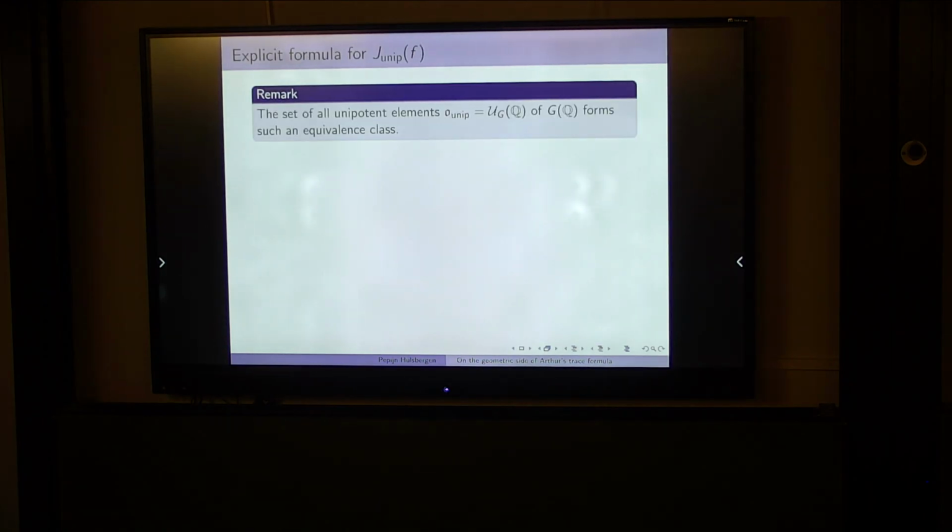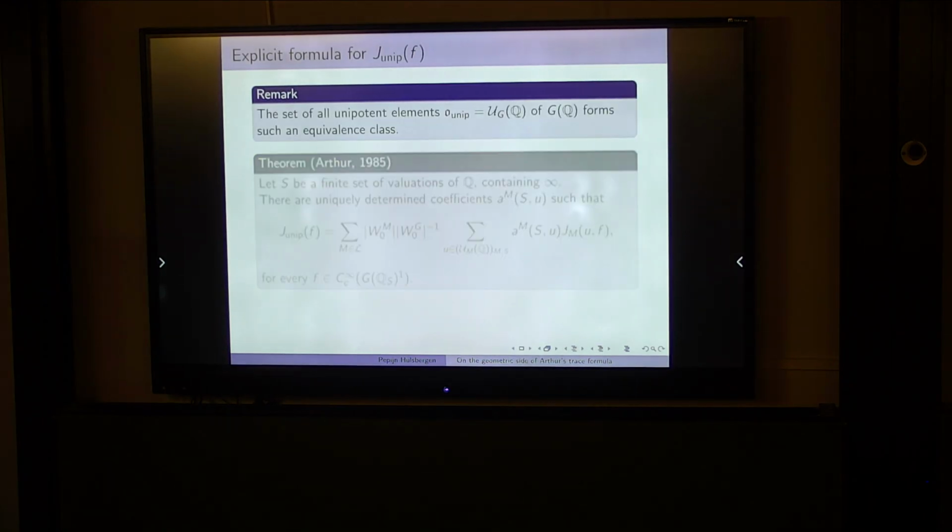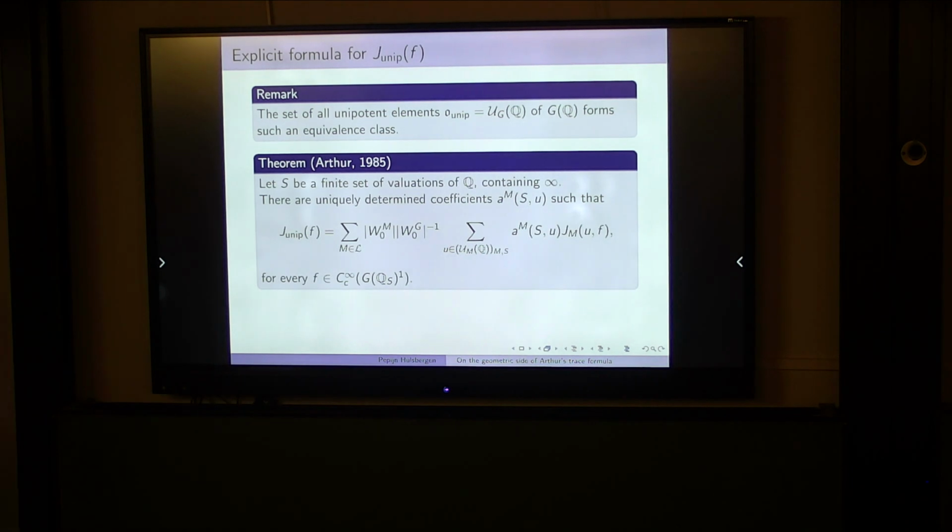For this class we can look at this distribution, and we would like to have some information about it. For the unipotent class, it turns out, Arthur proved in 1985 that there is this spectacular formula. Maybe you don't think it's spectacular, but I insist it's spectacular.